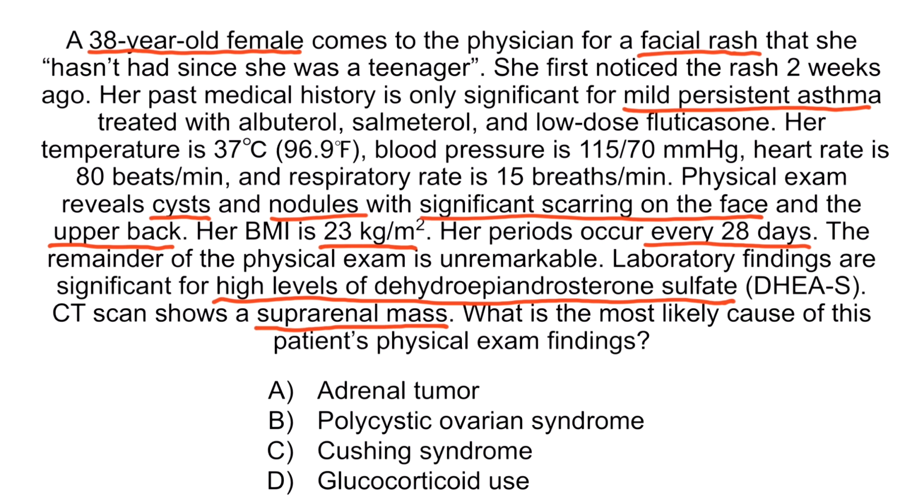So here we have a middle-aged female who presents with a facial rash that she last had when she was a teenager. Physical exam reveals cysts and nodules with significant scarring on the face and the upper back. This presentation is consistent with nodulocystic acne. And acne can be caused by various conditions. And when it starts very quickly, such as in this patient where it has happened rapidly, progressing over 2 weeks, you should first think about an androgen-secreting tumor. Now, this patient has high levels of DHEA, which is the primary adrenal androgen, and her CT scan shows a suprarenal mass. Therefore, she likely has an adrenal tumor, and the correct answer is choice A.